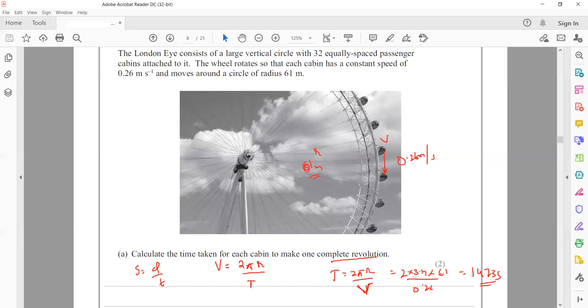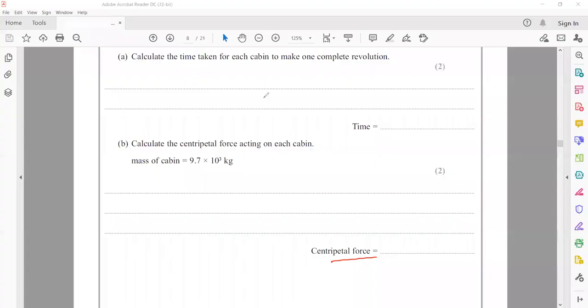Then the second part, we have to find the force. In part B, we have to calculate the force acting on each cabin. So basically the centripetal force, the mass of the cabin is given. The formula for centripetal force is M V square over R. So we have M, V, and R, so we just have to substitute the value. 9.7 into 10 power 3 kilogram is the mass, the speed is 0.26 square, and the radius is 61 meters. So we'll get the centripetal force in Newton, which is about 11 Newton.